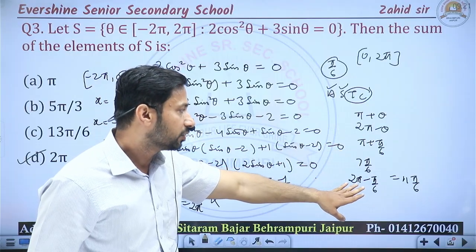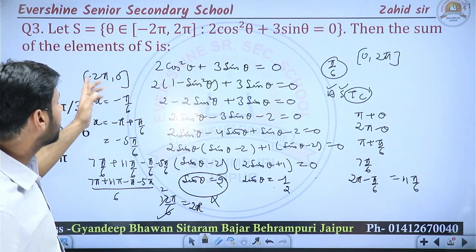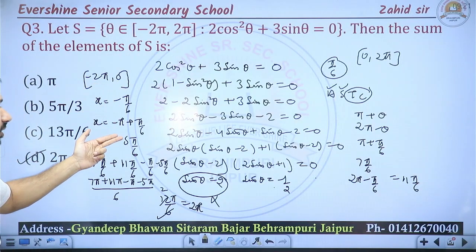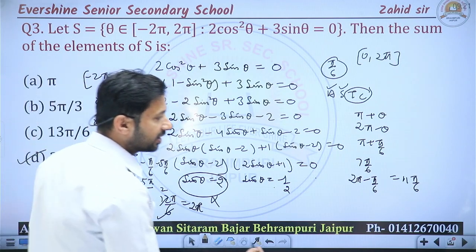Okay, so I got the values of sine. Another is minus 2 pi to 0. We'll be getting these two values. Now add them to get the answer. Okay. Now the next slide.